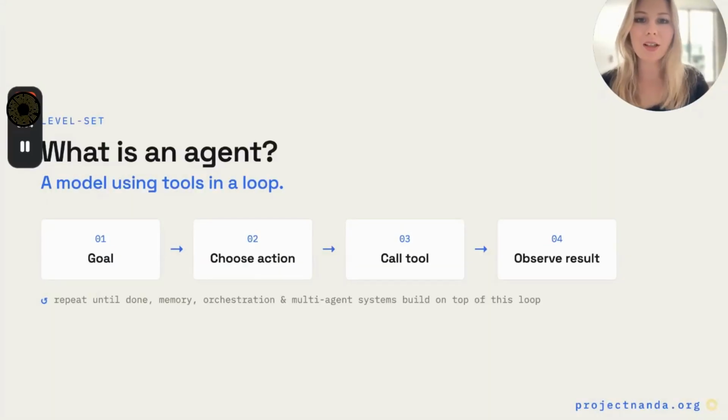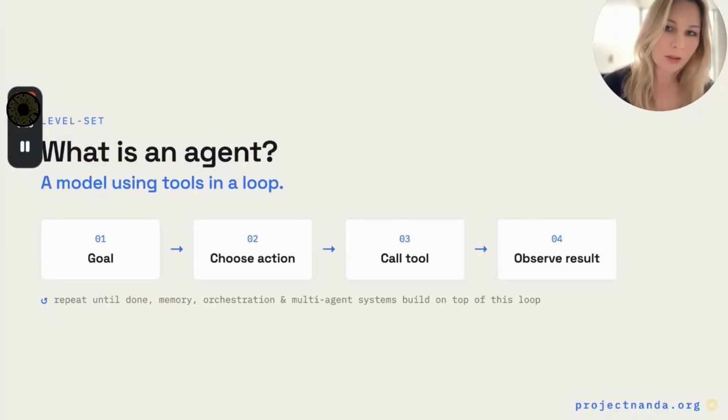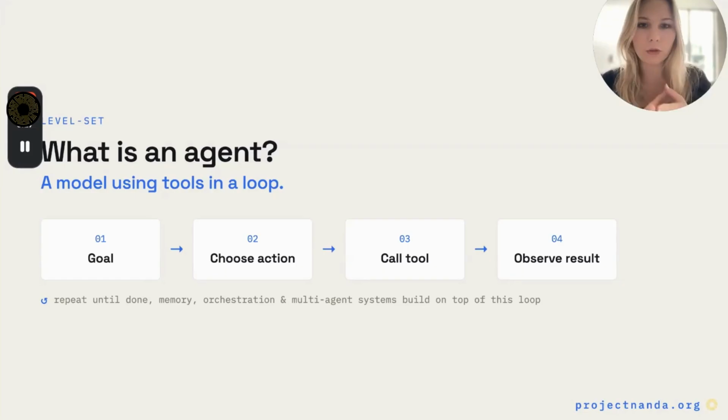Hey, my name is Maria and I'm a core contributor to Project Nanda. So let's start with a simple definition of an agent. The way I think about it, an agent is a model that uses tools in a loop. You give it a goal, it decides what to do next, it calls a tool, it looks at the result, then it keeps going until the task is done. That loop is the core idea. Everything else, like memory, orchestration, and multi-agent systems, is built on top of it.